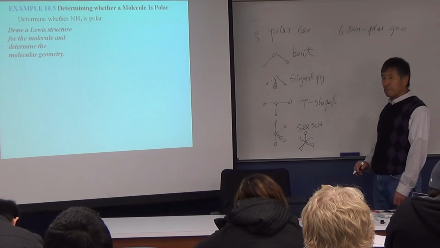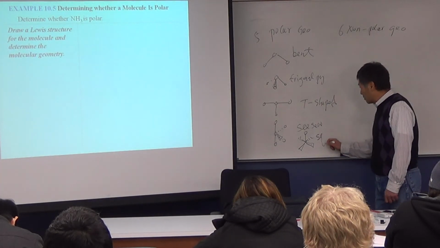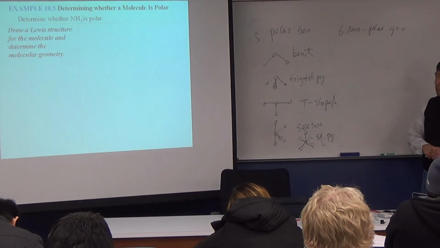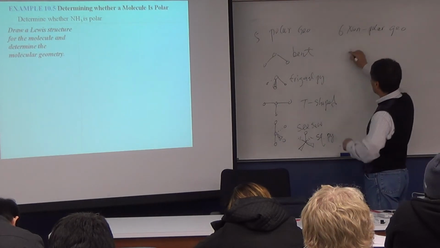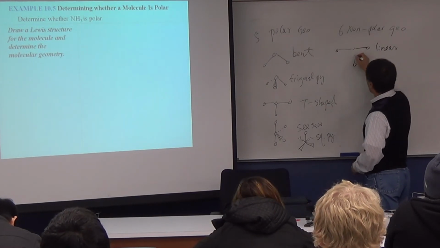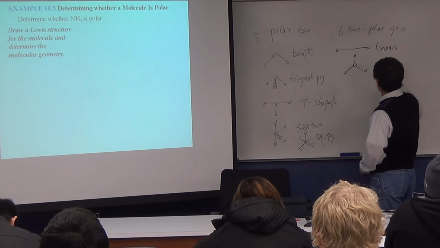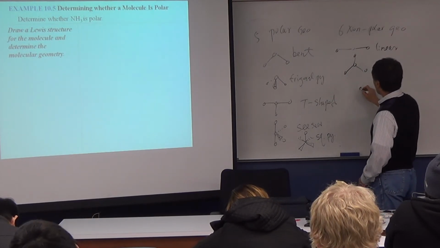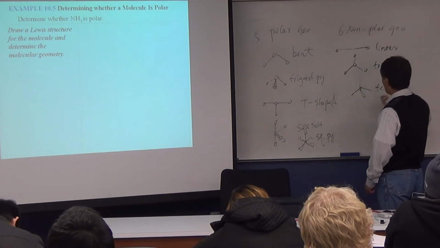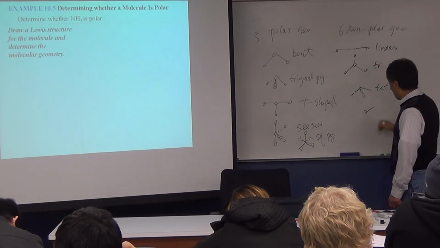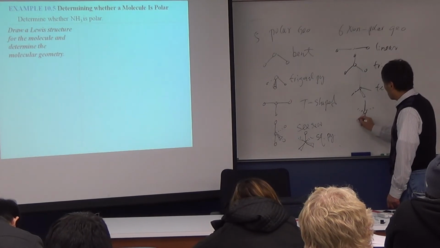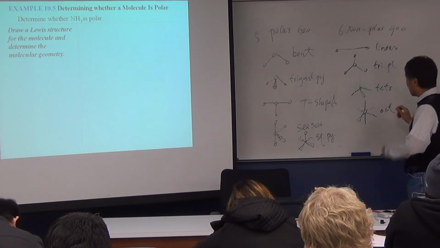What do we call this? Square pyramid. So these are the five polar geometries. Then there are six non-polar geometries. One is linear, and one is trigonal planar. Then one is a tetrahedral, and this one is called the octahedral, right?